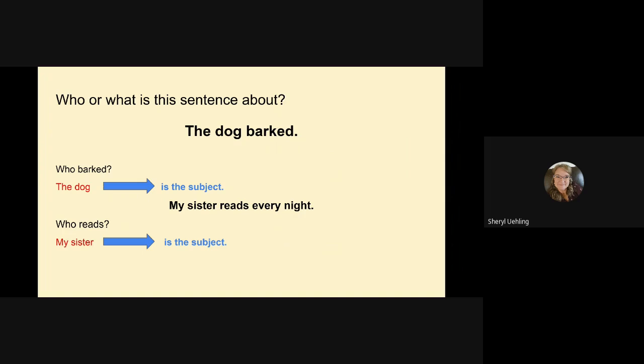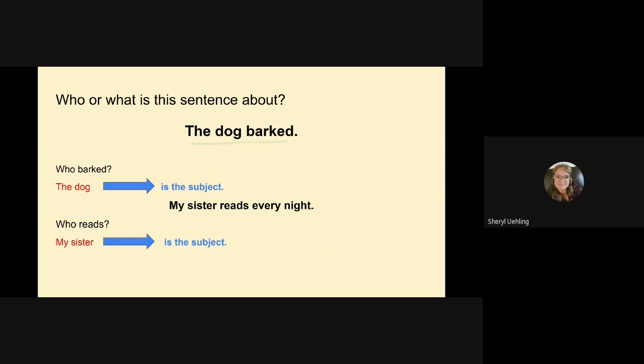Now let's take a look at this sentence. It says, the dog barked. Well, we're looking for the who or the what this sentence is about. So we're going to ask our child, who barked? Well, the dog. So the dog is the subject of this sentence.